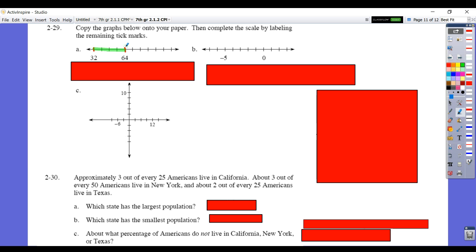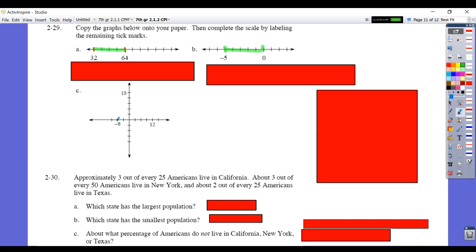Are you going up by 4s, by 8s, by 10s, by 5s? So subtract the difference between 64 and 32. Divide by the 4 sections. That tells you what you're going up by, and then you should be able to fill in those missing numbers. Same concept here: what is the difference between -5 and 0? How many spaces are there? That tells you what you're going up by.